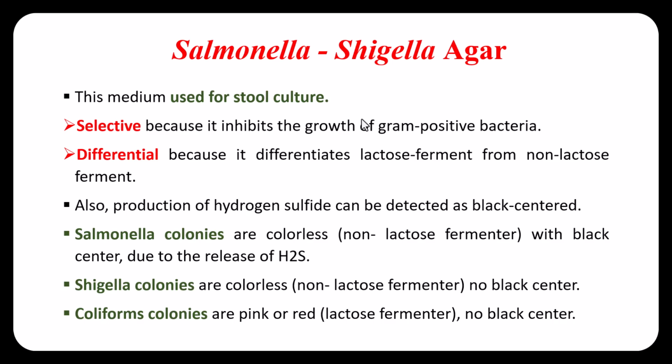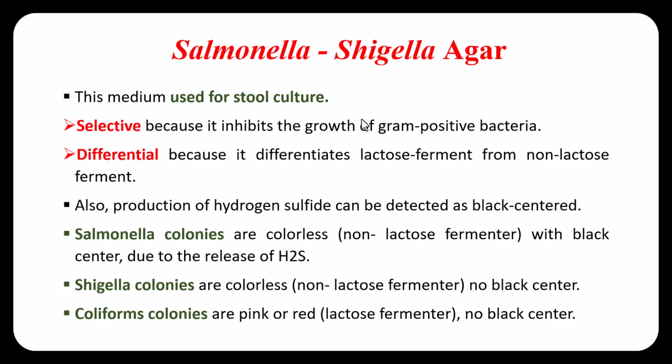Salmonella and Shigella, when grown on this type of media, produce colorless colonies because they are non-lactose fermenter bacteria. But Salmonella produces a colorless colony with a black center, while Shigella has no black center. Why? Because Salmonella releases hydrogen sulfide, while Shigella does not.